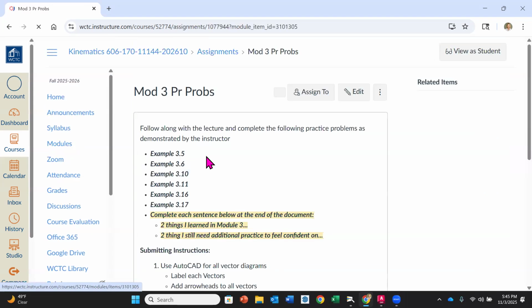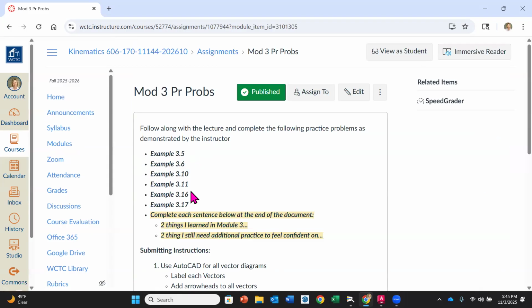And then Module 3 practice problems. This evening, we're going to do the first 4. That's vector addition and vector subtraction. Okay, so we'll be getting through those first 4 examples. The next time we're together, we'll finish up the last 2.